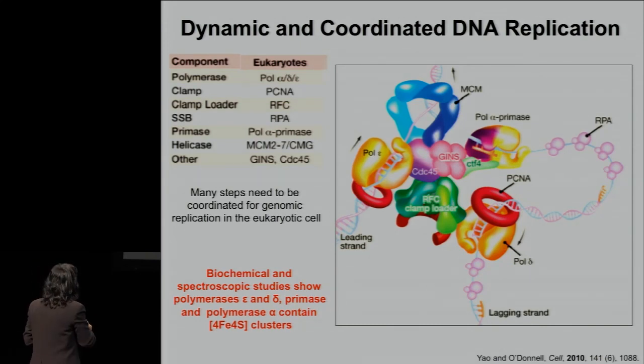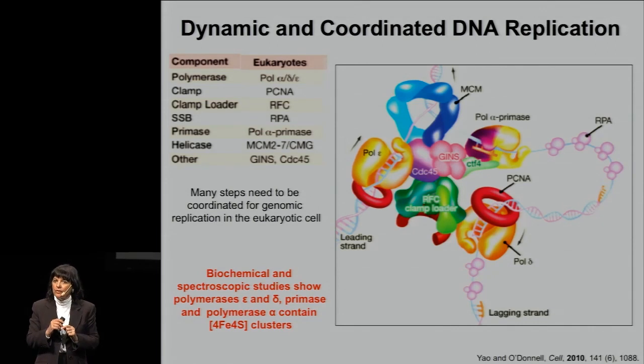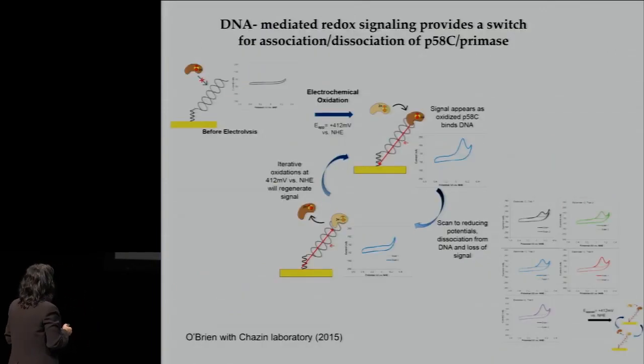And it turns out that polymerase alpha, delta, epsilon, and primase, the little protein that makes a little primer of RNA to start the DNA synthesis, they all have iron-sulfur clusters in them. And so far, we've looked at primase, and when you take primase and you put it on an electrode, in this case, we're looking just at the subunit with the iron-sulfur cluster, there's no signal.